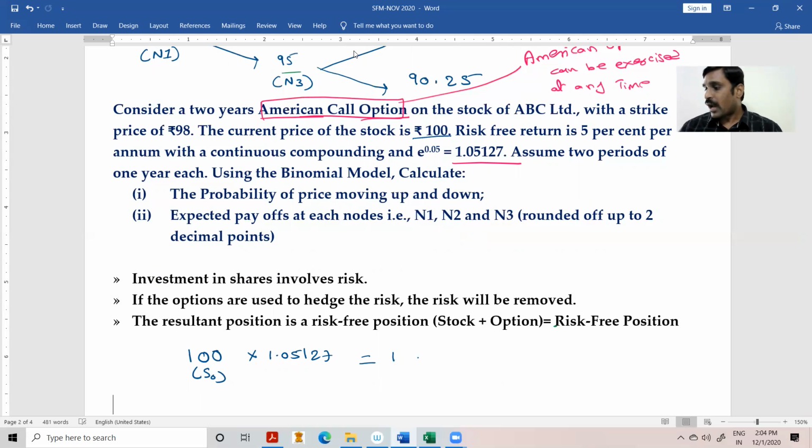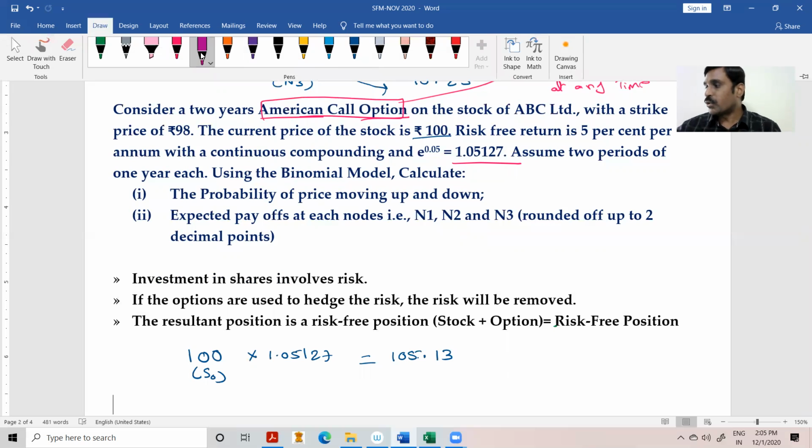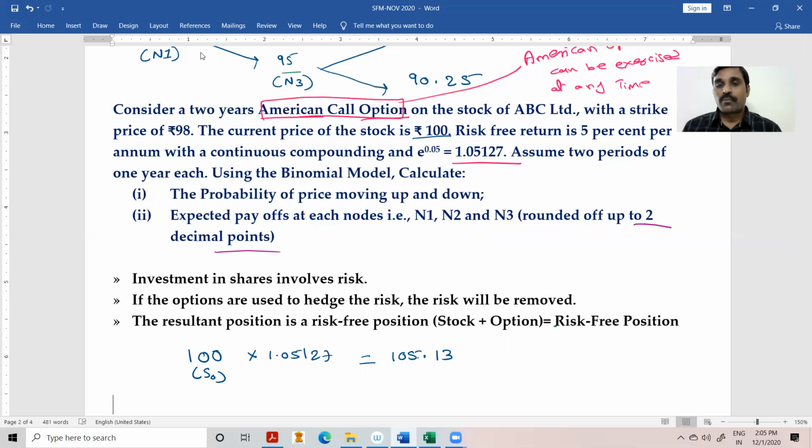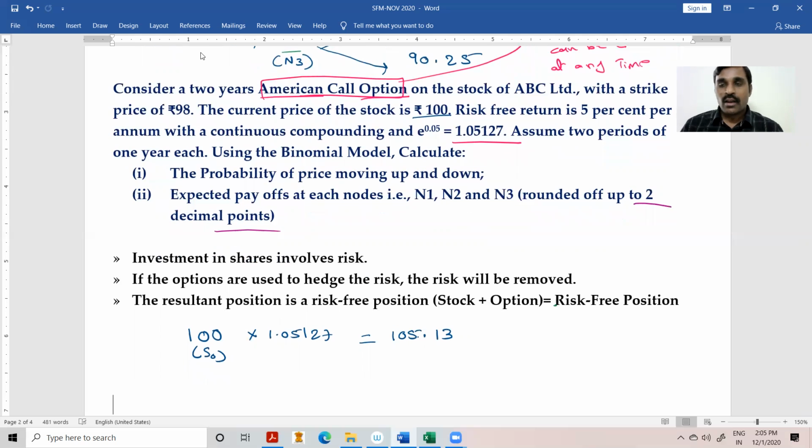I'll get 105.127. I'll get 105.13, because they're asking us to use 2 decimal points. Therefore, rather than 127, I'm taking 13. So 100 into 1.05127 is equal to 105.13, with 2 decimals.